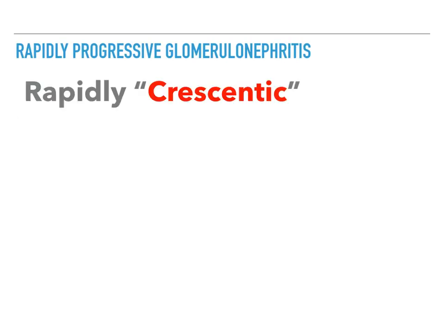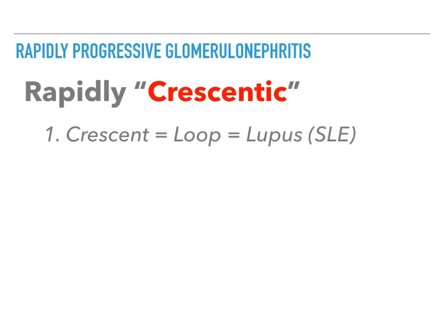I told you that I wanted you to call this rapidly crescentic glomerulonephritis. So crescentic and progressive almost sound the same, but you can call this rapidly crescentic glomerulonephritis, and that will clue you into all the high yield things that you need to know. So a crescent has the loop lesion, and the crescent and the loop lesions kind of look alike under a microscope. And loop, I always say lupus because that sounds like the same word.